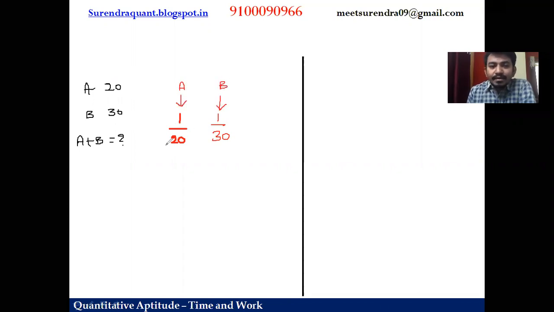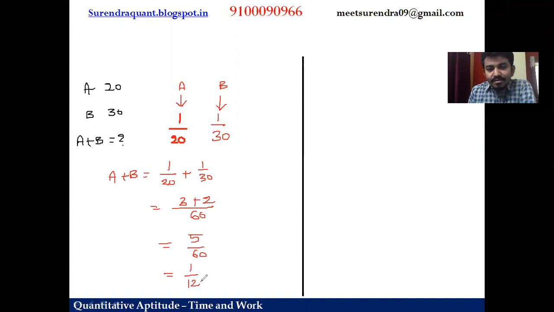If you want to find out the 1 day work of A and B together, you need to add the respective works of A and B, right? So this is 1 by 20 plus 1 by 30. If you take the LCM, 20, 30, LCM is 60. So 20 goes 3 times in this and 30 goes 2 times. So this is 5 by 60. 5 by 60 is 1 by 12. So if the 1 day work is 1 by 12, according to our concept that we just discussed, the time has to be reverse of the 1 day work. So the time is 12 days to finish the work.